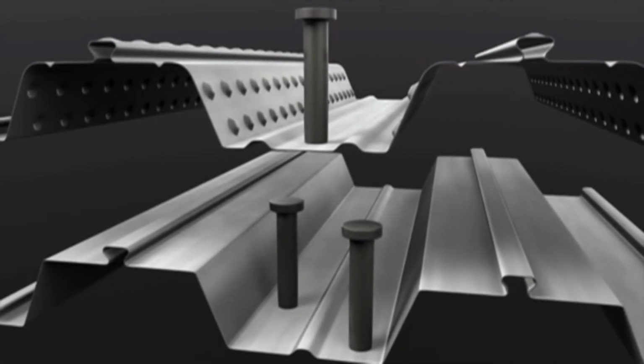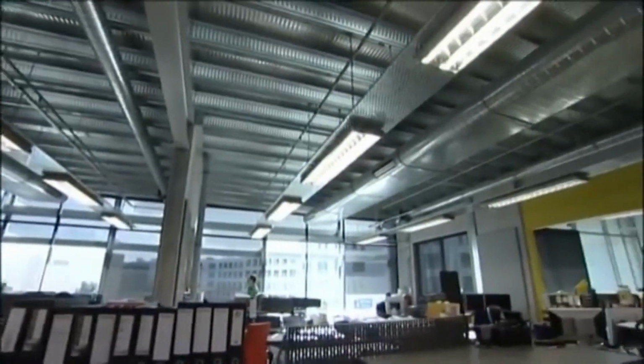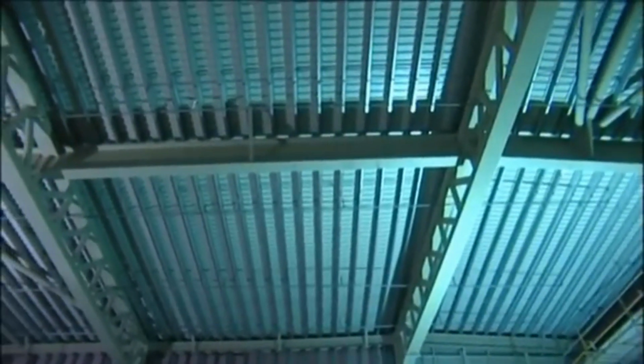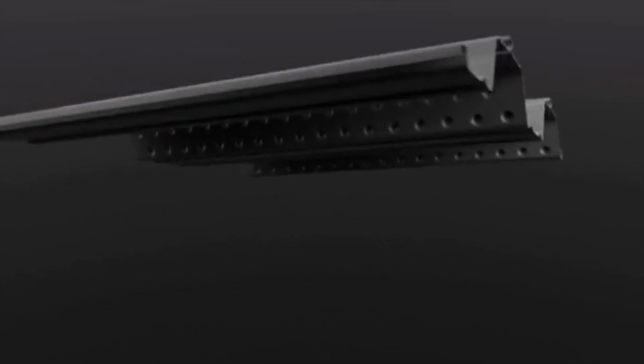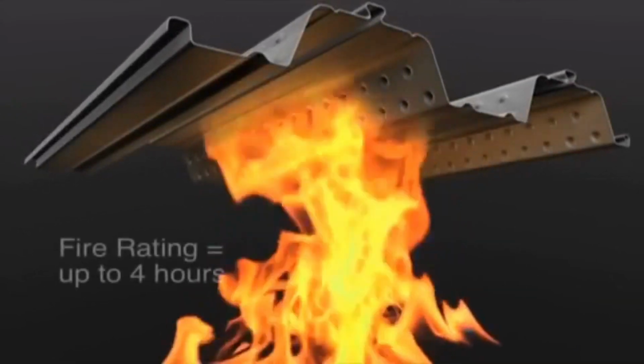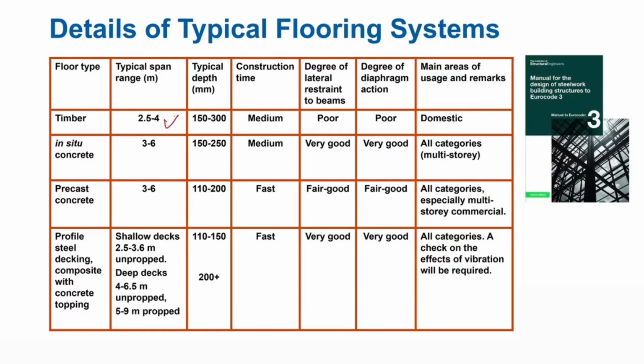The profile metal decking in the slab acts as permanent formwork, therefore eliminating the need for it in the first place. Also, as it is made out of steel, it can increase the fire resistance and the overall strength for the slab. A profile metal decking slab can span from 2.5 meters up to 9 meters.